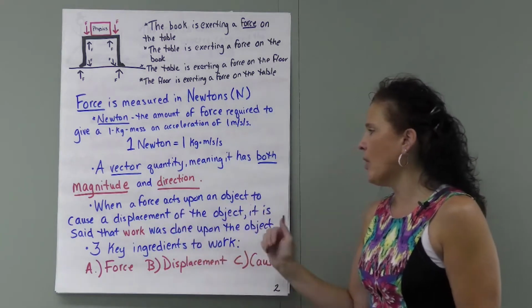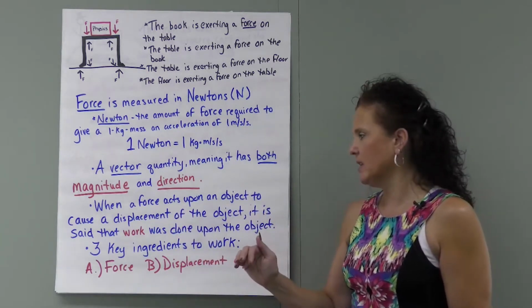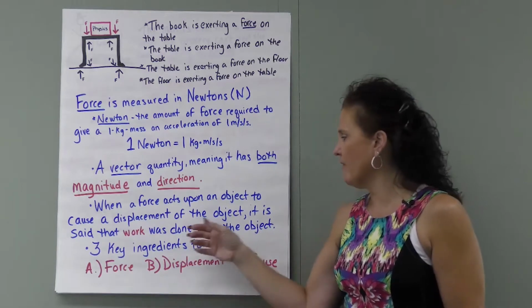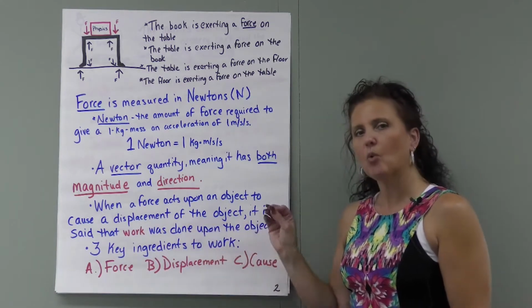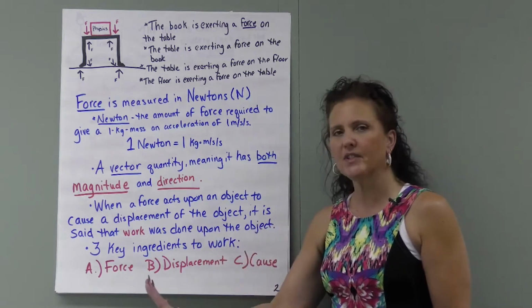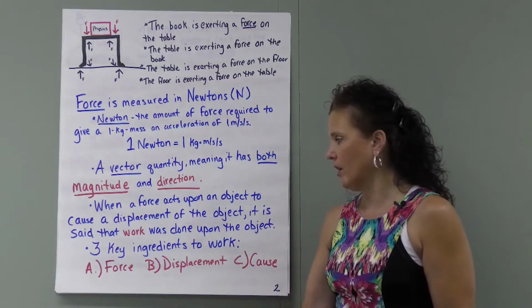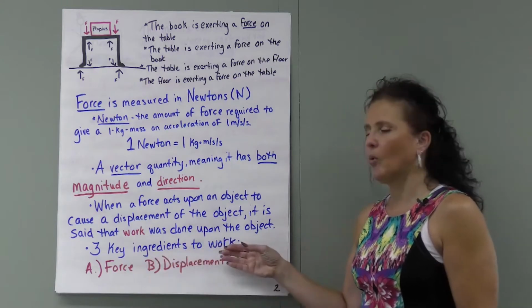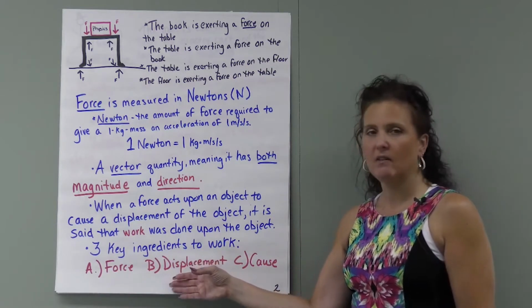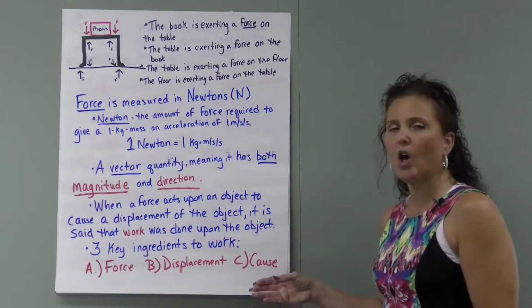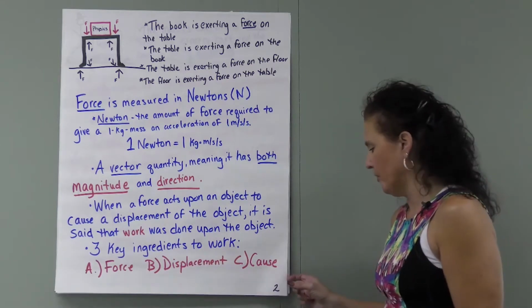When a force acts upon an object to cause displacement of that object, that means it's moving, it is said that work was done upon that object. So once we set that force to move something, now we're doing work. The 3 key ingredients for work: we have to first have that force, then we have to have that displacement, that movement, then we have to talk about what caused that object to move.